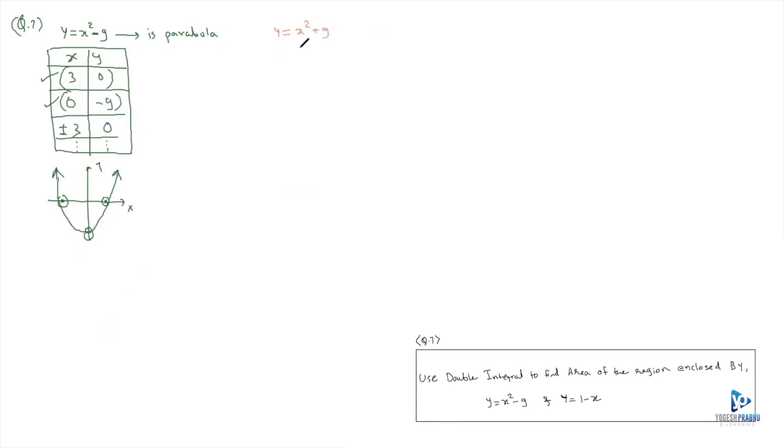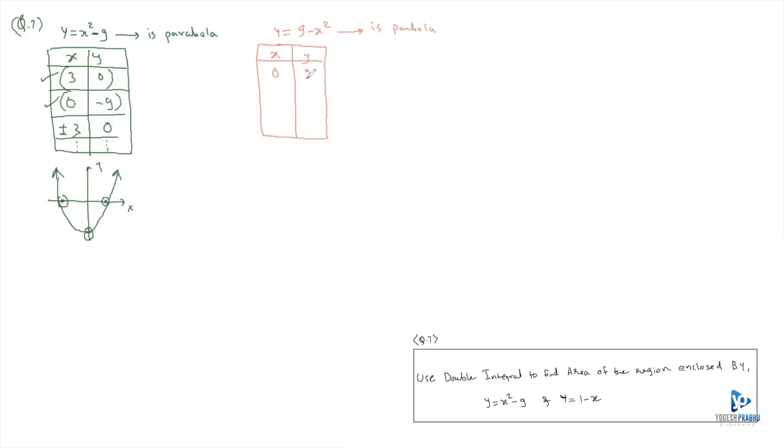y equals 9 minus x squared. Is it parabola again? Yes, just the other way around. Let's verify. What if x is 0? y is 9. What if x is 3? y is 0. I think we have 3 points. I think that's good enough.